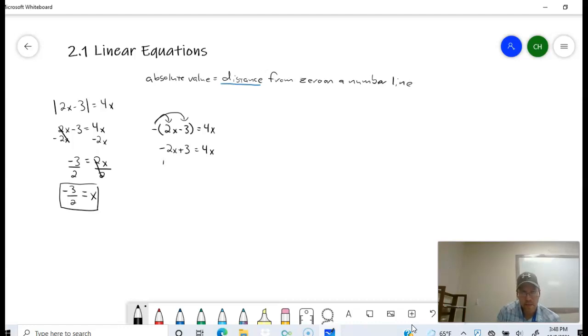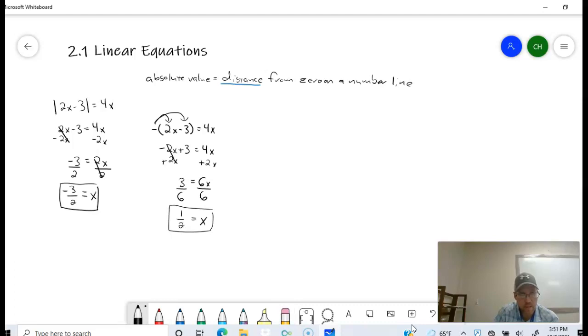So now I'm going to add 2x to both sides. I get 3 equals 6x. Divide both sides by 6, and I get 1/2 equals x. Alright, so now I need to double check both of them.